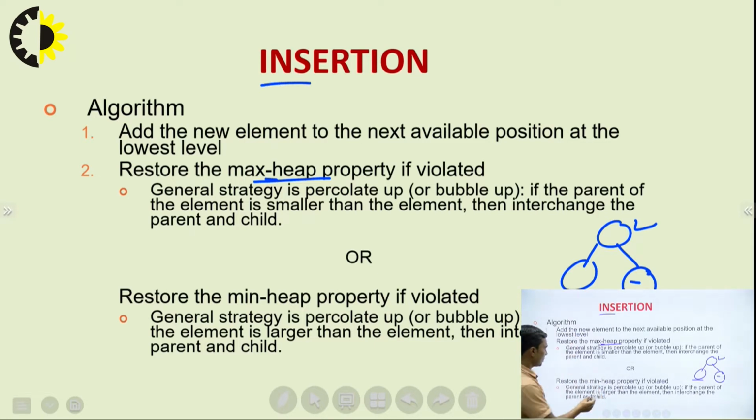Similarly, for the min heap, if we insert a new node, we check the value of this new node against the value of its parent, and if the value of this new node is smaller than the value of the parent, we swap the values and go on checking till the min heap property is restored or till the root node.